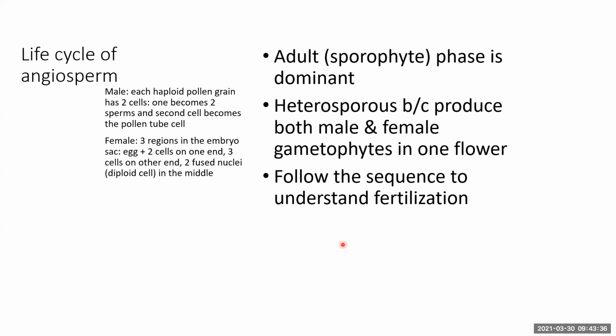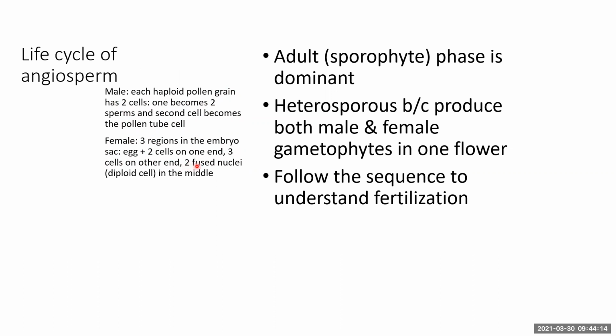All right. So let's look at a typical life cycle of an angiosperm. So for your male gametes, you're going to have a pollen grain. They're haploid. They also have two cells, like your gymnosperms. One becomes two sperm cells, and the second becomes the pollen tube. So exactly the same in gymnosperms. The female will have three regions in the embryo sac. She'll have the egg, two cells on one end, and three cells on the other end.